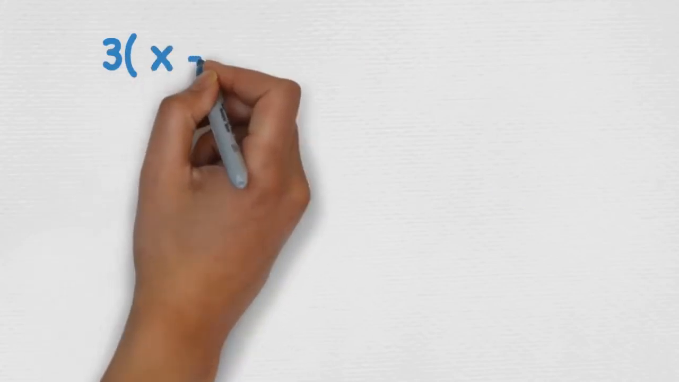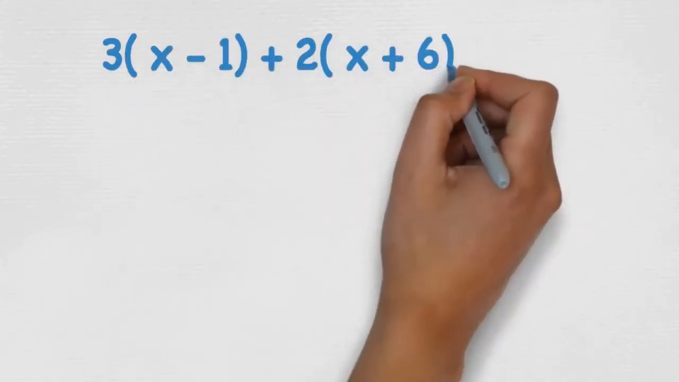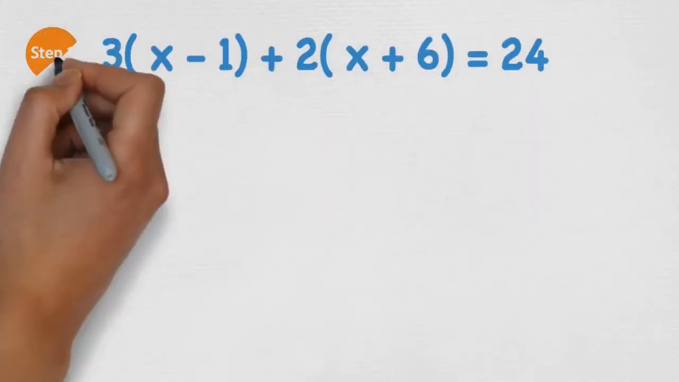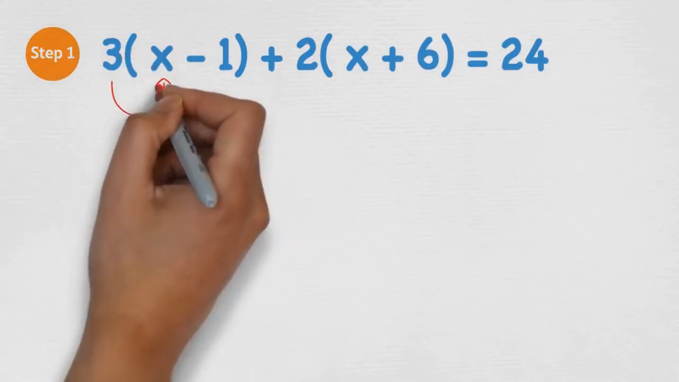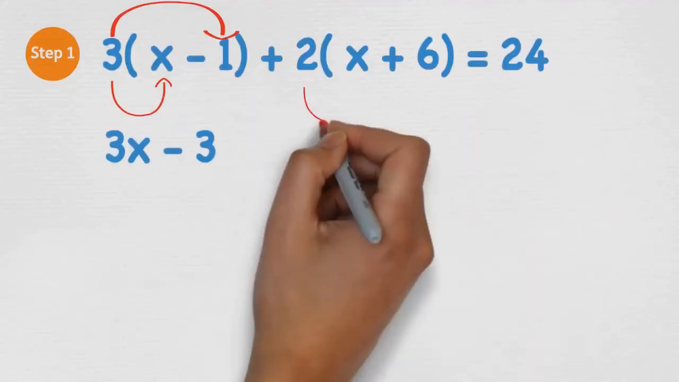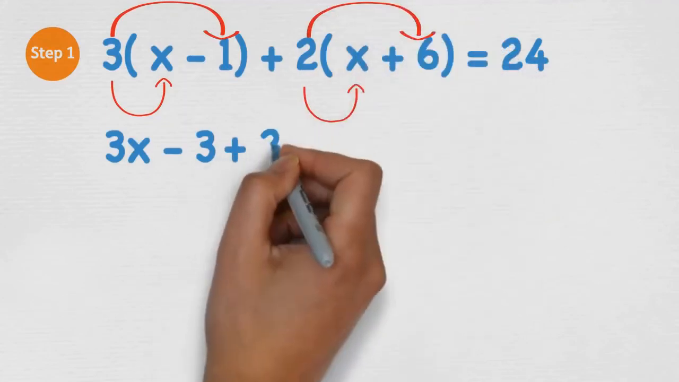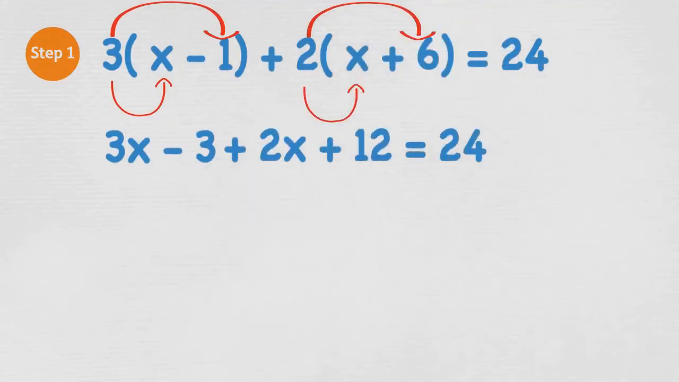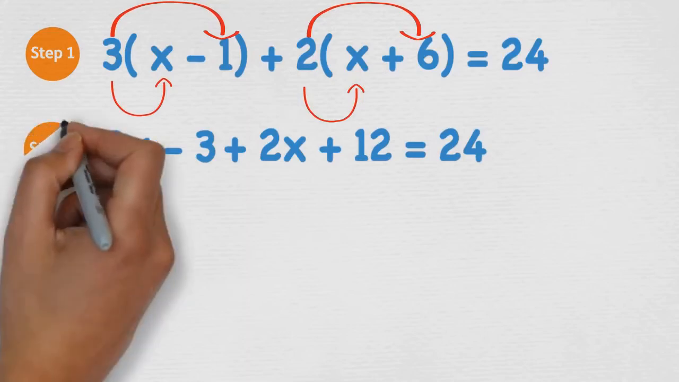If we go back to the equation now, on the first bracket, we know we need to times everything inside by 3. So we're left with 3x - 3. However, unlike the other problem, we have 2 sets of brackets. So we need to do the same thing again. We notice the 2 is outside the brackets, so everything inside needs to be multiplied by 2, which leaves us with 2x + 12. And now our equation reads 3x - 3 + 2x + 12 = 24.